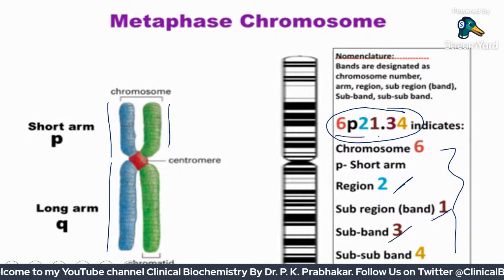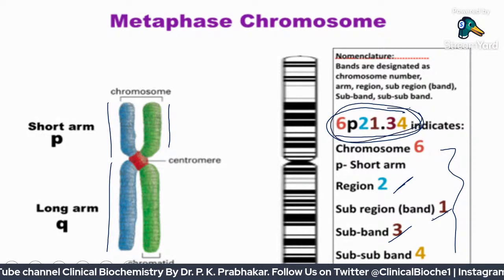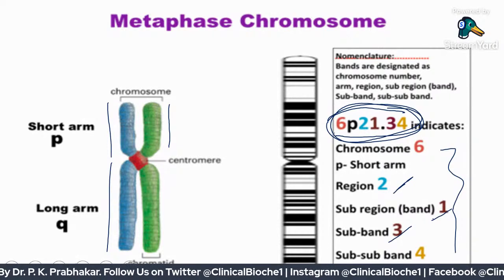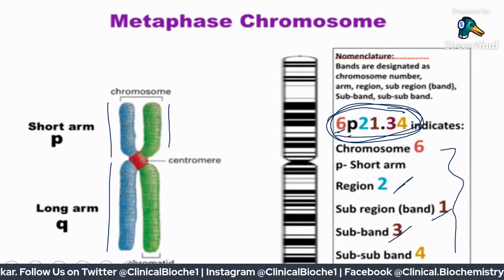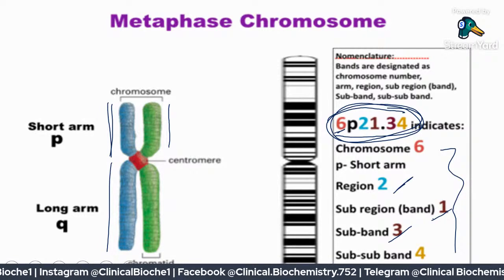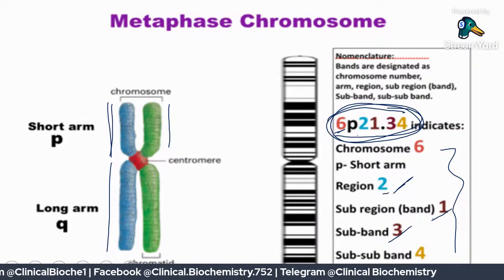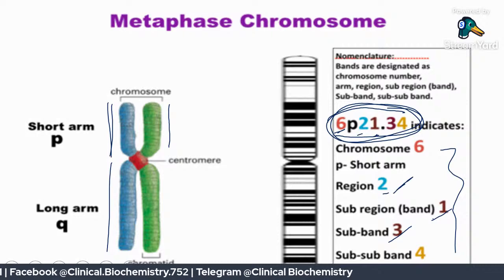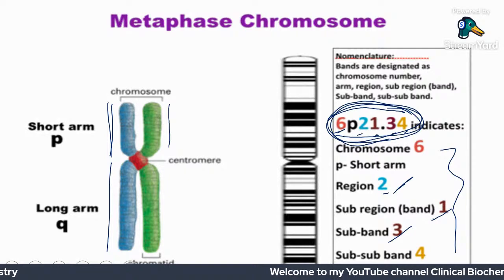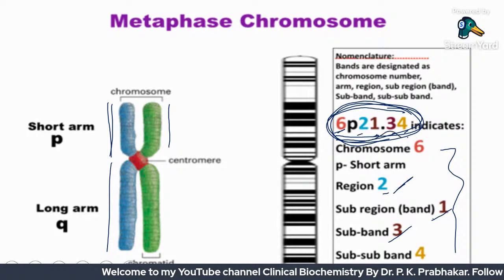If you see this type of gene location on the chromosomes, it means I'm talking about chromosome number 6. I'm talking about the P arm, which means the short arm. There we are talking about region number 2, band number 1, then sub-band 3, and sub-band 4. This means I'm talking about one specific gene or one specific location of the chromosome. Every gene has this type of nomenclature.